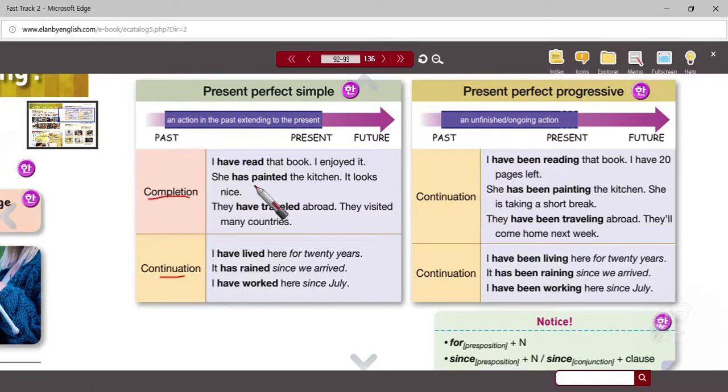Okay? She has painted the kitchen. It looks nice. Okay? So I don't know when she did it. It sounds recent. Okay? But it's sometime in the past. I don't know when.